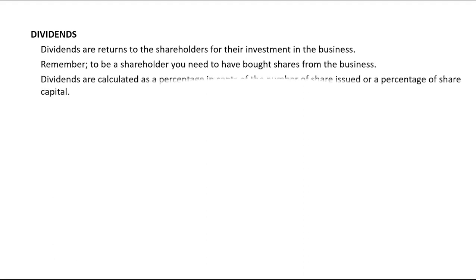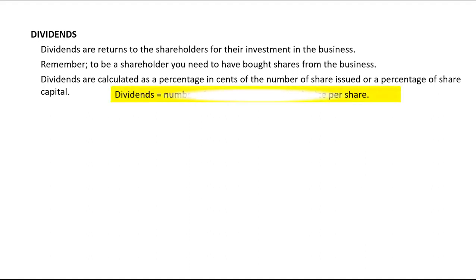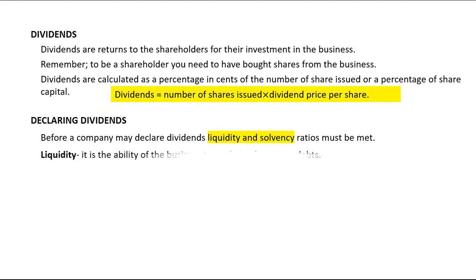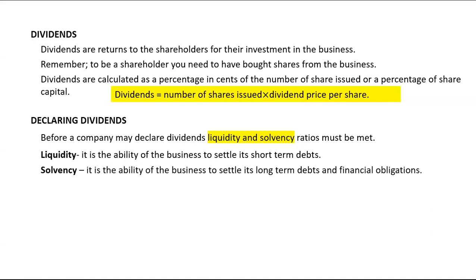dividends. Dividends are calculated as a percentage in cents of the number of shares issued, highlight issued, or as a percentage of share capital. So when you calculate your dividends, it's always the number of shares issued times your dividend price per share. Now, let's discuss the declaration of dividends. Before we can declare dividends, please note that a company must make sure that it has met liquidity and solvency ratio. Liquidity is the company's ability to settle its short-term debts, and solvency is the company's ability to settle all its debts. Mostly it's long-term debts, because if you can't settle long-term debts, it means you can't settle all your debts.